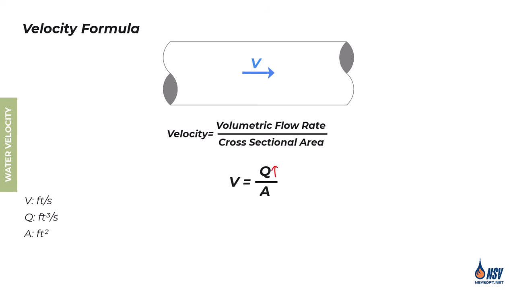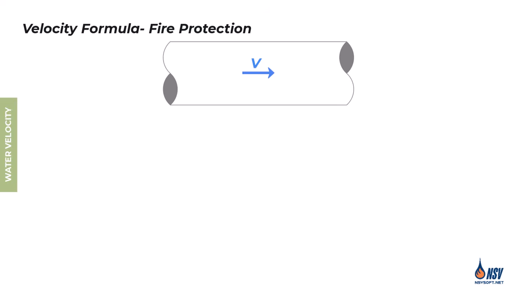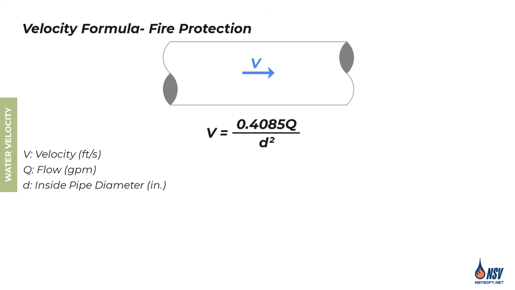If the flow rate increases while the pipe size remains the same, the velocity increases. Conversely, if the pipe diameter increases while the flow remains constant, the velocity decreases because the same amount of water has more space to move through. In fire protection engineering, we usually work with gallons per minute for the flow rate and inches for the internal diameter of the pipe. Because of these commonly used units, the velocity equation is often rearranged into a practical form that allows engineers to directly calculate water velocity in feet per second from the flow in gallons per minute and the internal pipe diameter in inches.